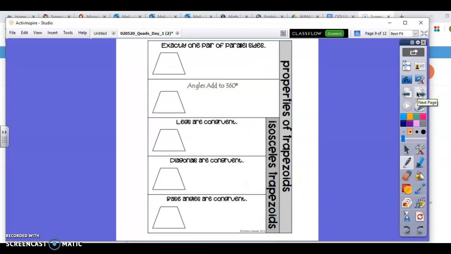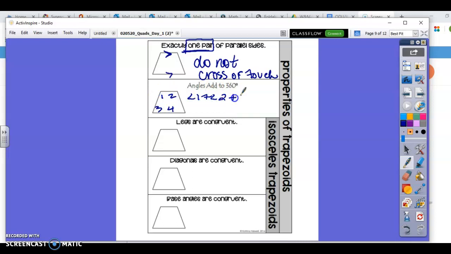So lastly, we have the trapezoid. So exactly 1 pair of parallel sides. That's different than a parallelogram. So remember, for parallel, we have these little arrows. They do not cross, do not touch. Make sure you're writing everything on your foldable. Angles add up to 360. So once again, if you take the measurement of all of these angles, it adds up to 360 degrees.